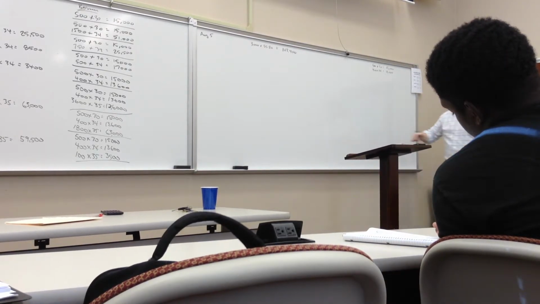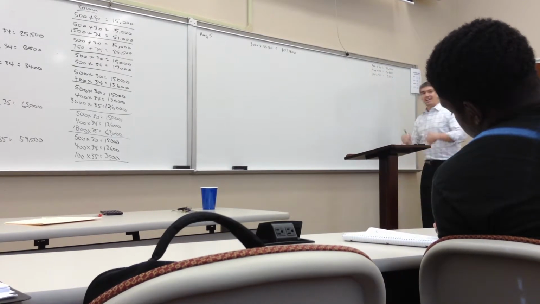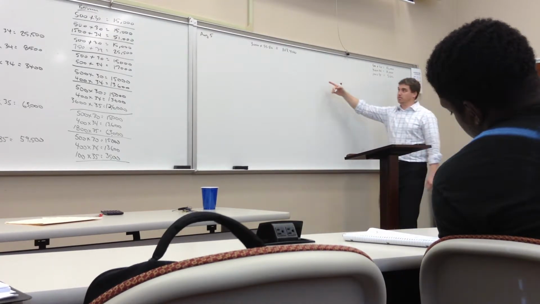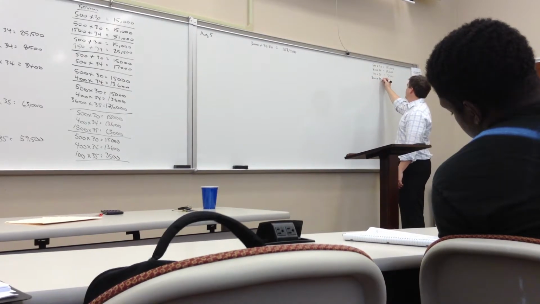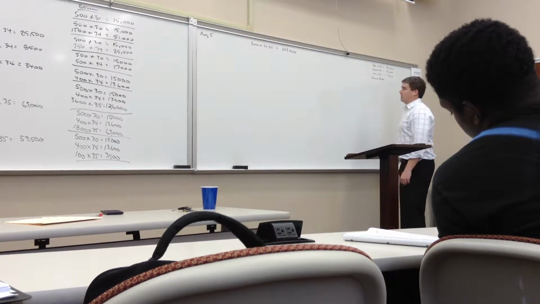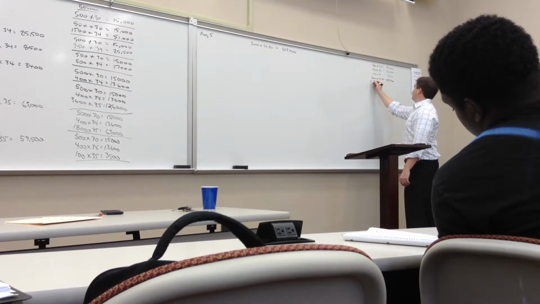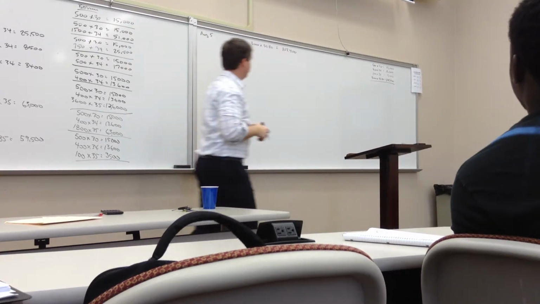I still have what? I still got 100 at 35. And now I have what? Now I got 3,000 at 35.80, which is 107,400. So now I've got 4 layers that I'm working with.